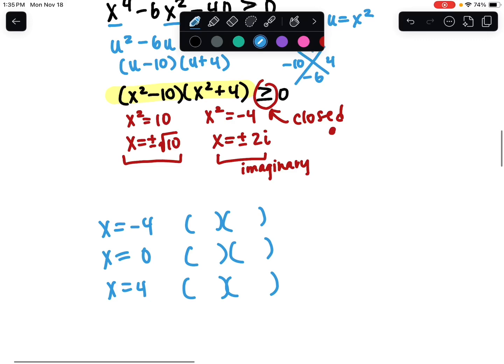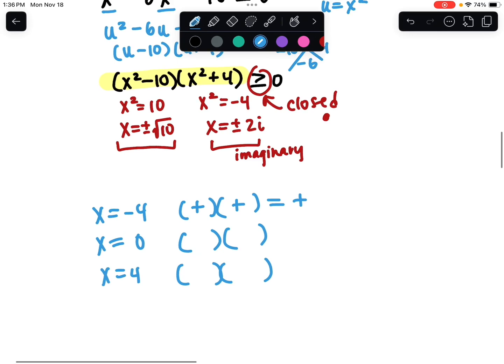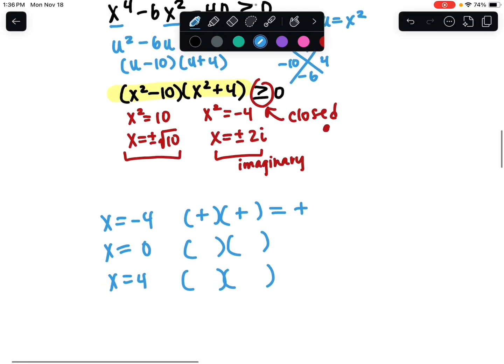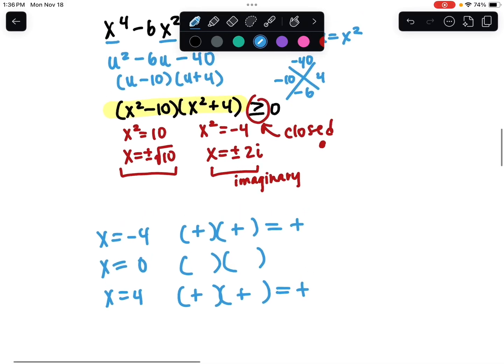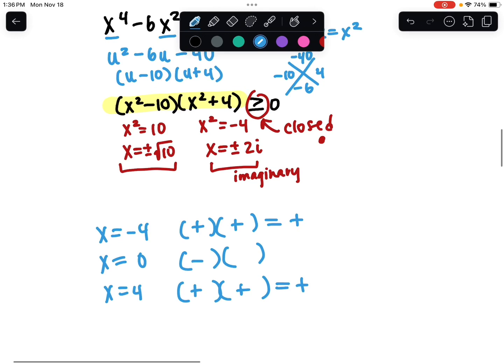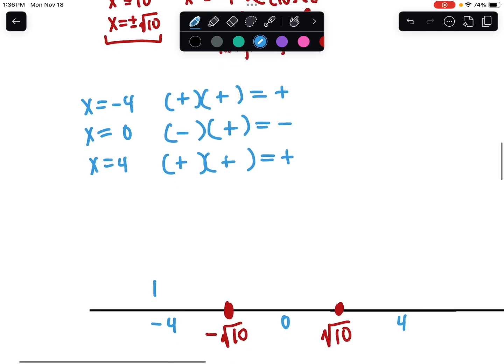So I'm going to put 2 sets of parentheses for each case. And so if I plug in negative 4, squared is 16, minus 10 is 6, so positive, and then 16 plus 4 will be positive. And so that same result's going to happen if I plug in positive 4, 16 minus 10, 16 plus 4. And then if I plug in 0, I'm going to get negative 10 for the first factor and then positive 4 for the second. So that ends up being negative. And so we have a plus, negative, plus.